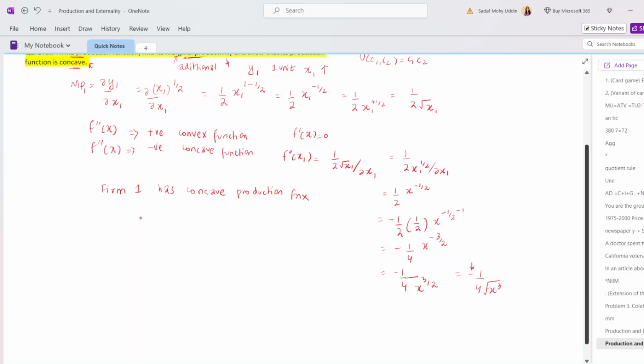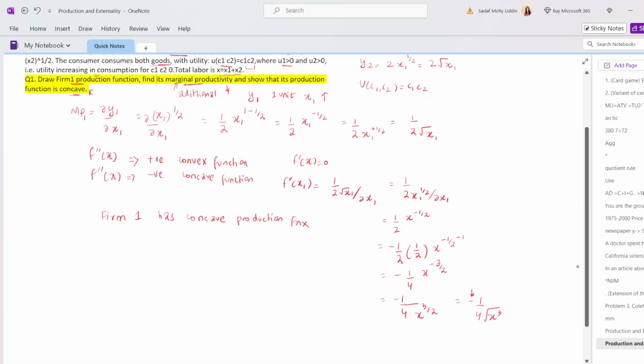This negative sign will also help us locate the figure of this function. So going back to the first part of this question, which was to draw Firm 1's production function, now we know that it's going to be concave. We know how it's going to look. So I can draw x1 over here, y over here. A concave function always goes like this, and it has diminishing returns to scale after some time. The more x is used, the more y will be, but after some time, it's going to have diminishing returns to scale.